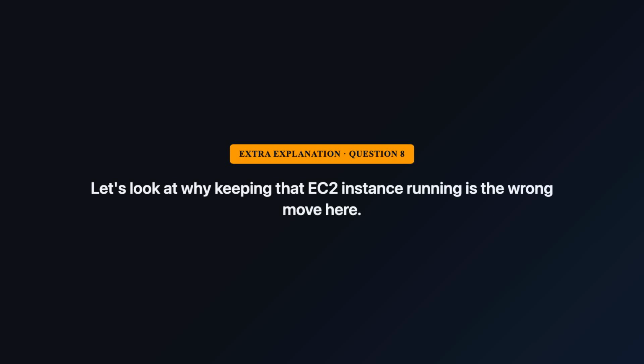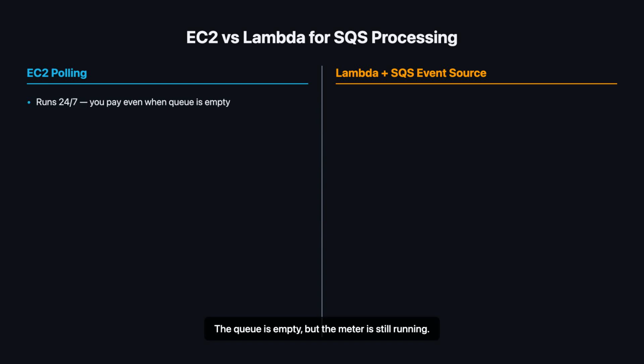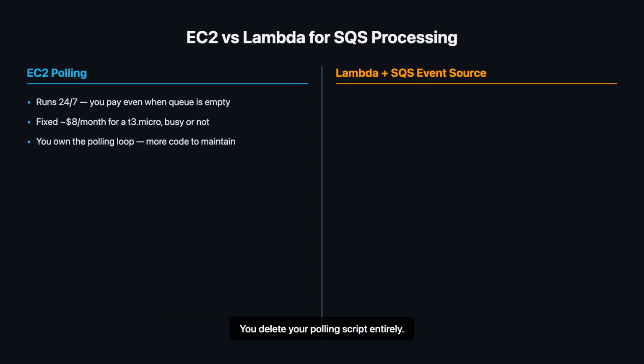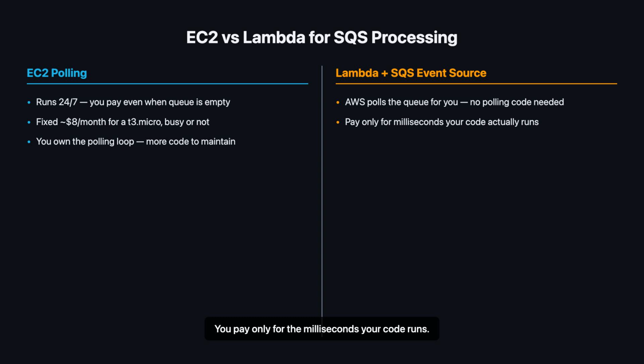Let's look at why keeping that EC2 instance running is the wrong move here. Imagine your EC2 instance checking the SQS queue every few seconds at 3 a.m. The queue is empty, but the meter is still running. A T3.micro costs around $8 a month, whether messages arrive or not. Now flip to Lambda. You delete your polling script entirely. AWS polls the queue for you through something called an event source mapping. A message arrives, Lambda spins up, runs your code, and stops. You pay only for the milliseconds your code runs.